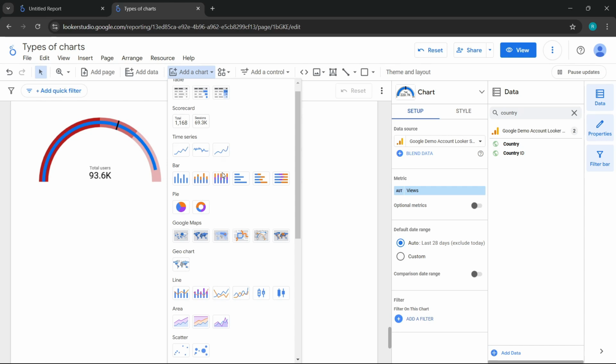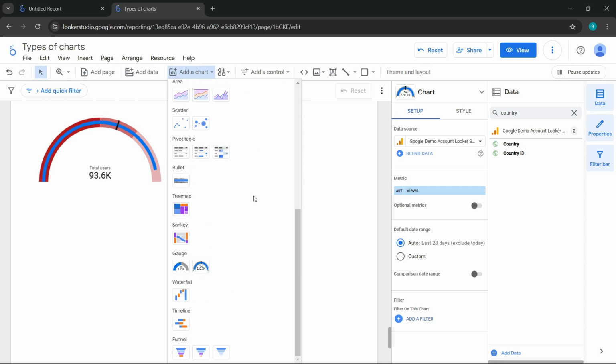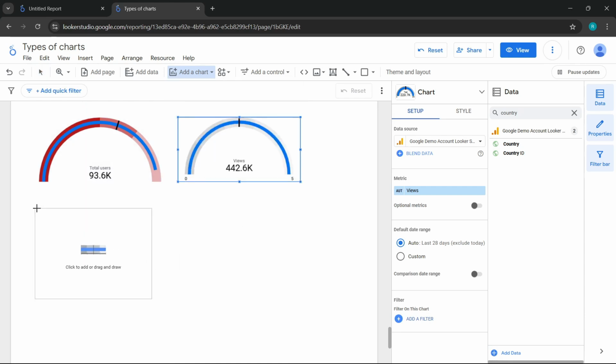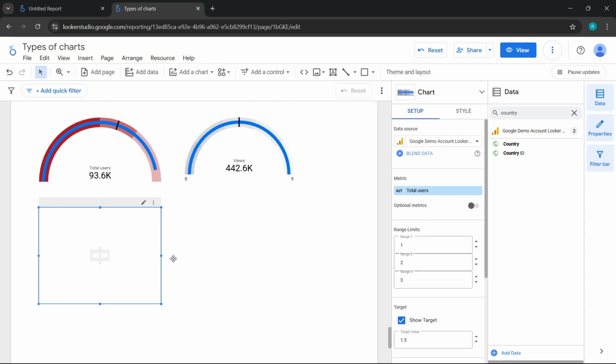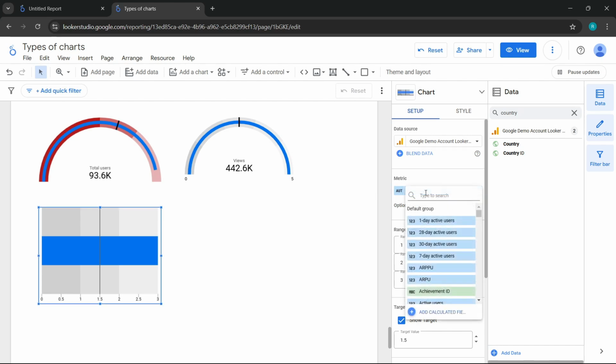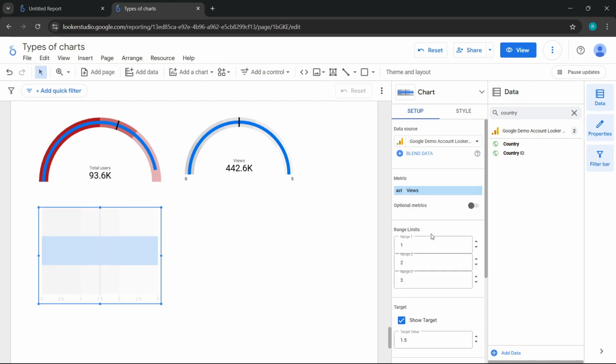Let's take a look. You already know our usual process. We go to Add a Chart, select the bullet chart, and drag it to our report. I'm going to drag it here, and let's see what function it serves. First, let's change the metric that it brought by default. I don't want this metric, so I'll set another one. Views. Perfect. Now, what does this chart allow us to do?